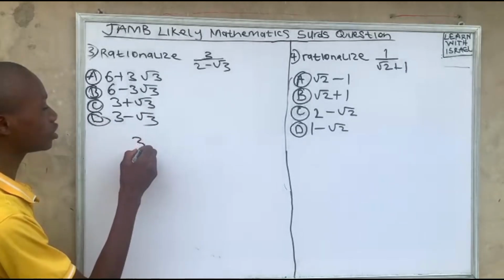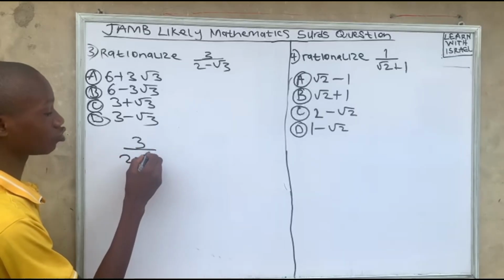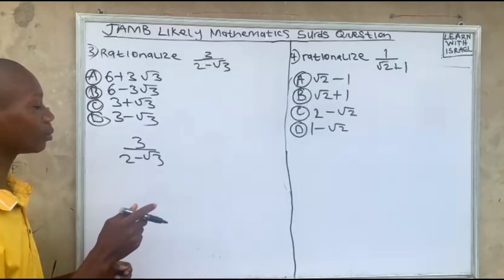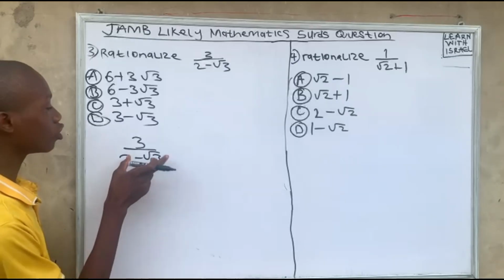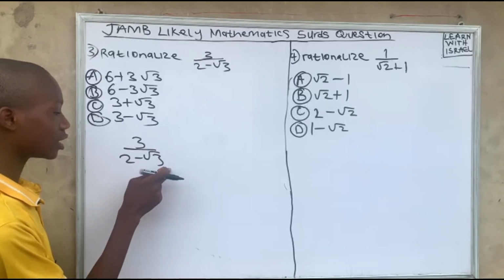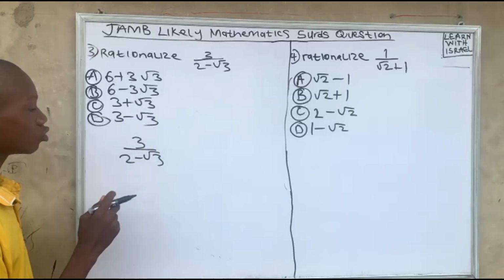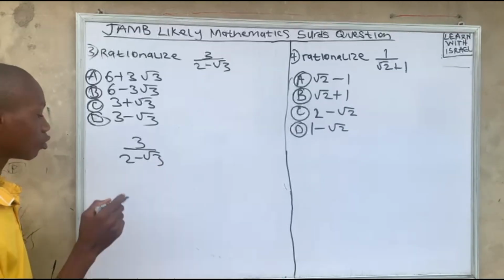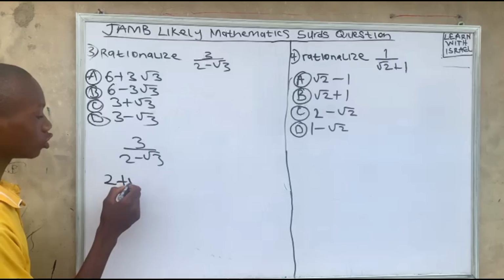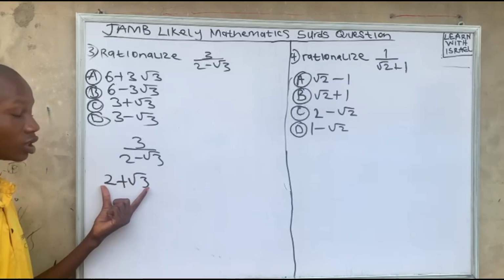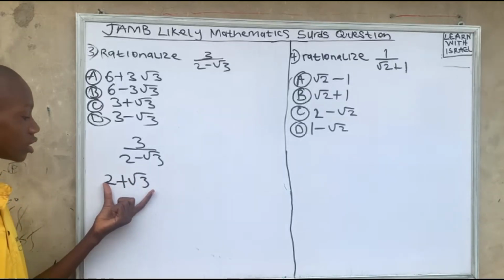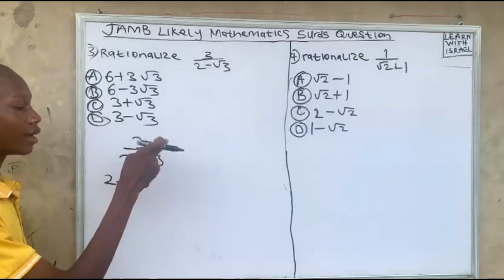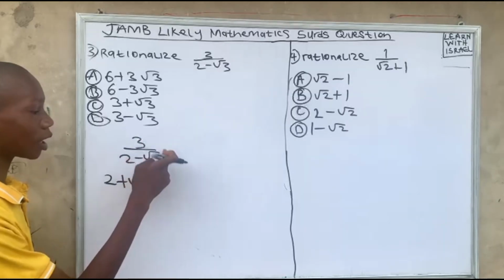So, we have 3 over 2 minus root 3. To rationalize this, we are going to multiply the conjugate of the denominator with the numerator and the denominator. The conjugate will be 2 plus root 3. So the sign here changes. We have to use this conjugate to multiply this and this. It will apply to both.